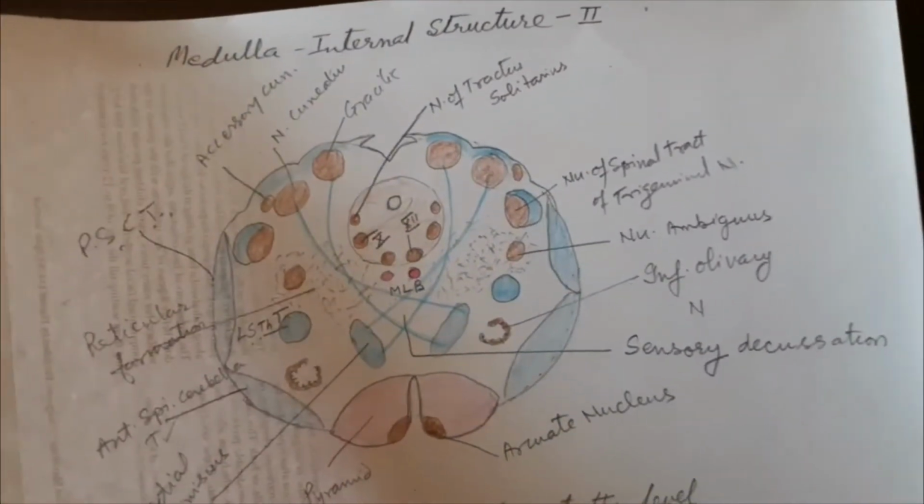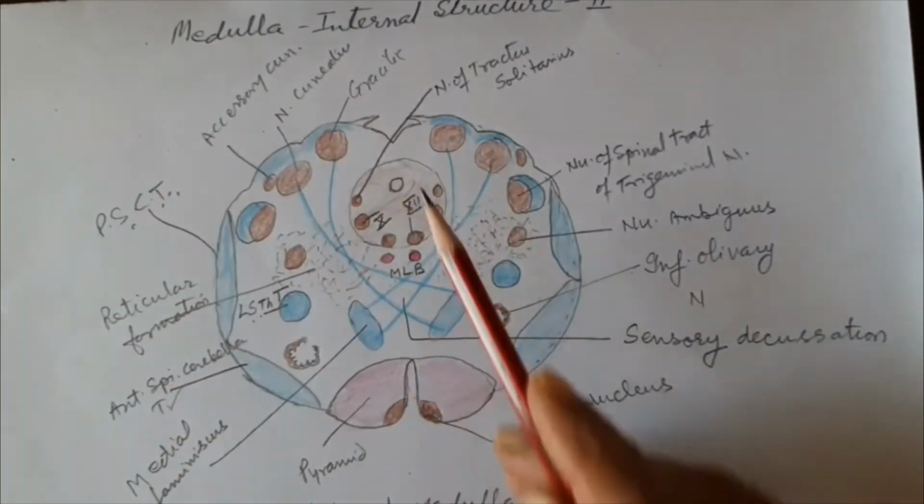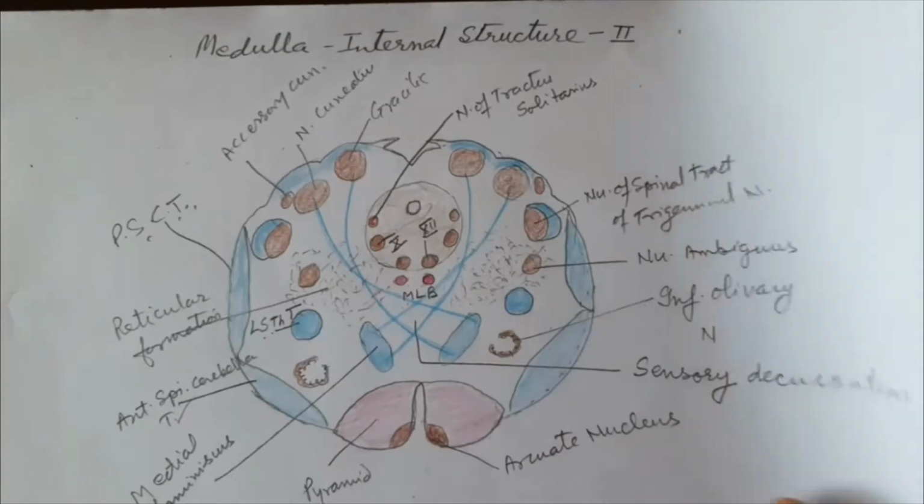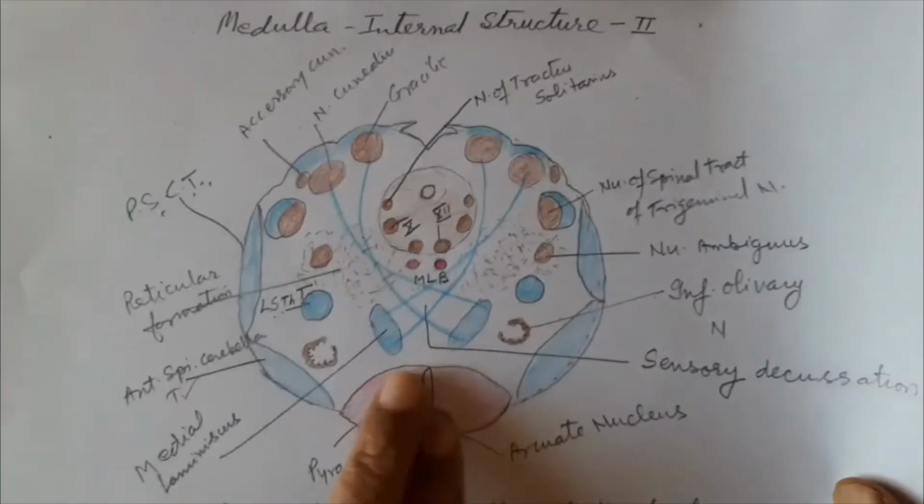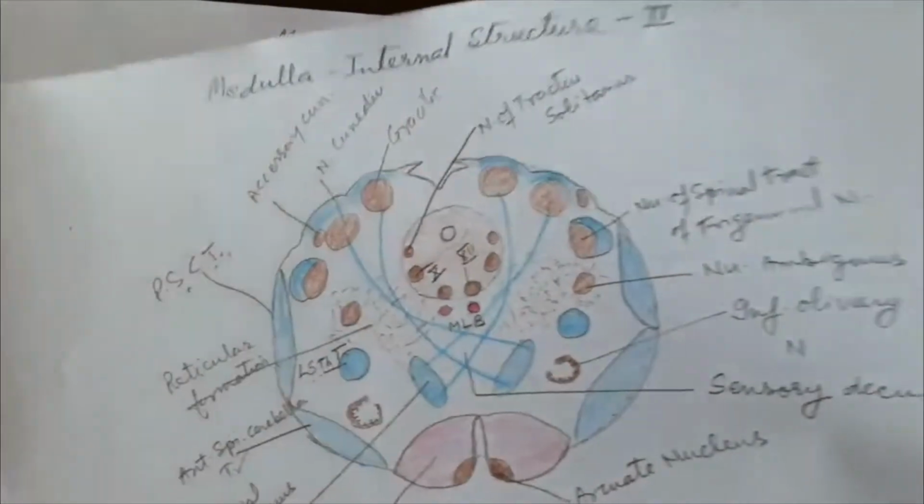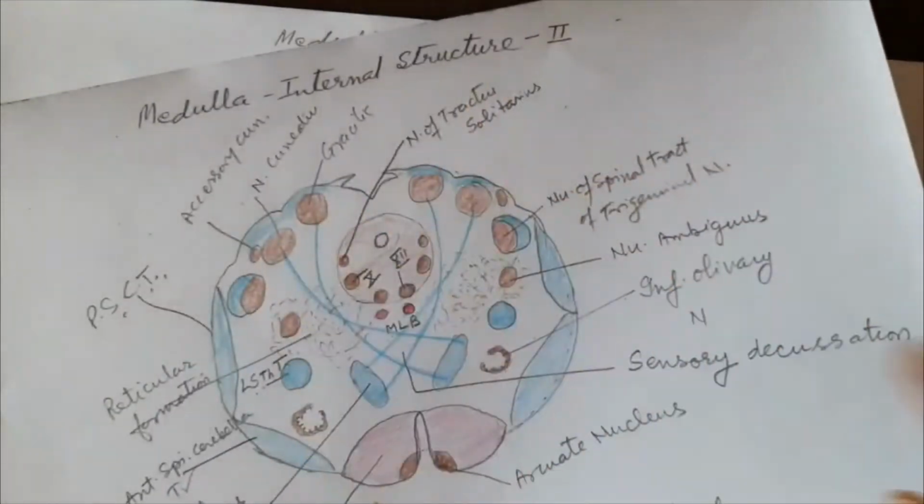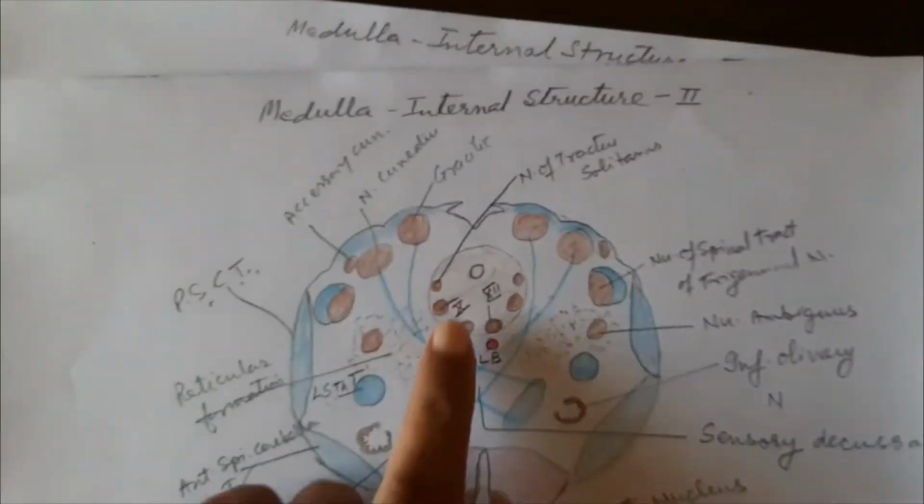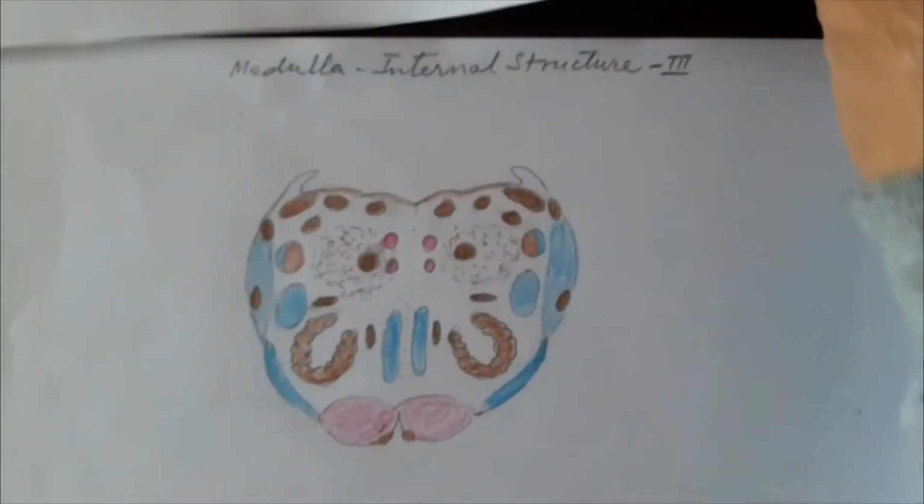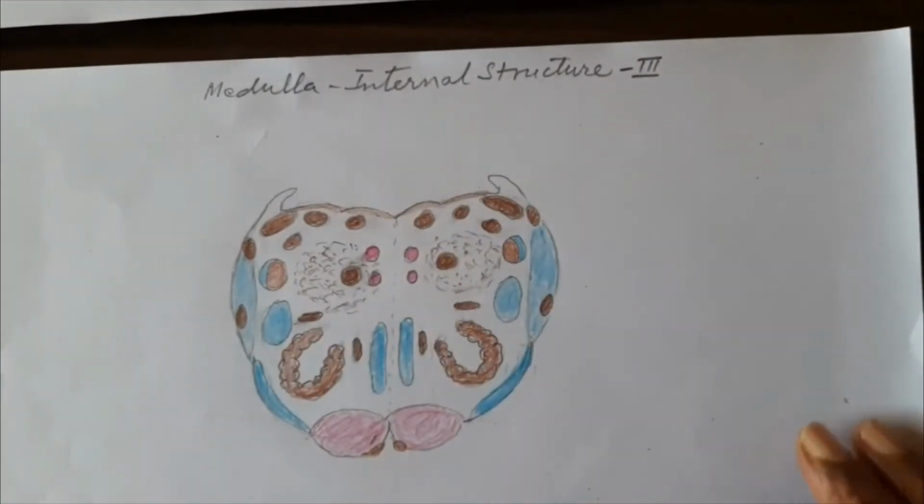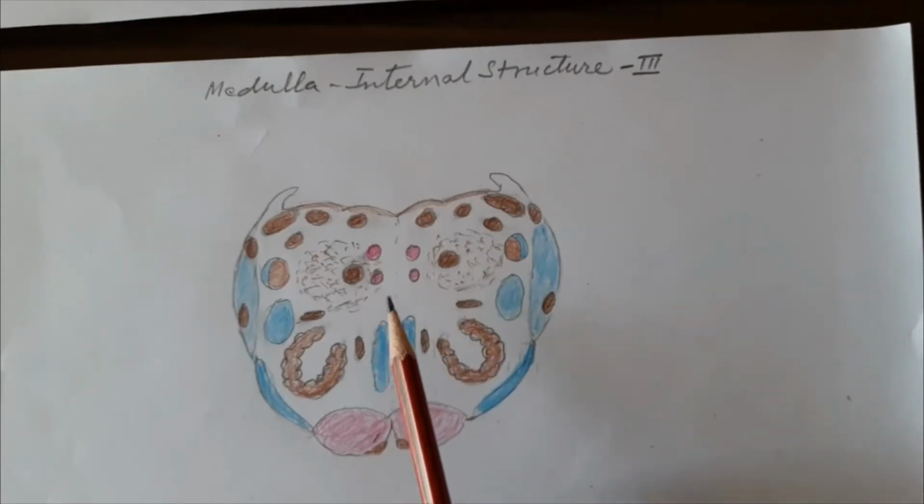Let us see this first video. This was the arrangement at the level of the great sensory decussation. Here the gray mass was mostly at the periphery, surrounding the central canal, but now some new nuclei have appeared. Another striking feature is that there is no central canal.